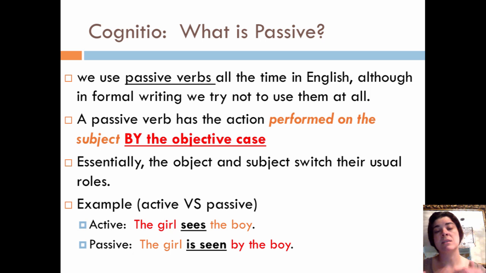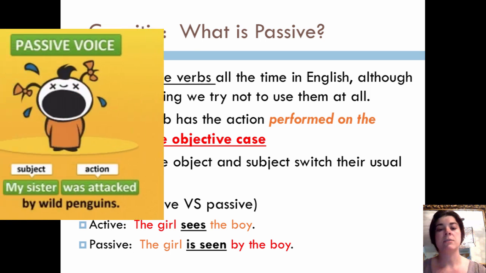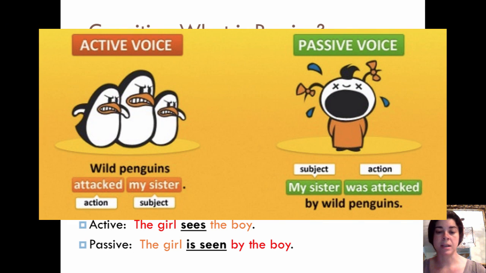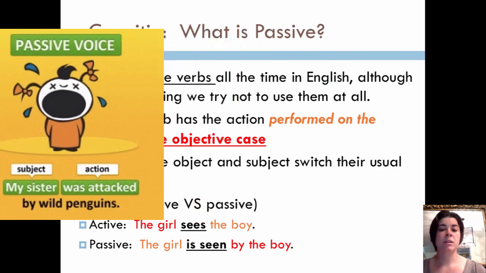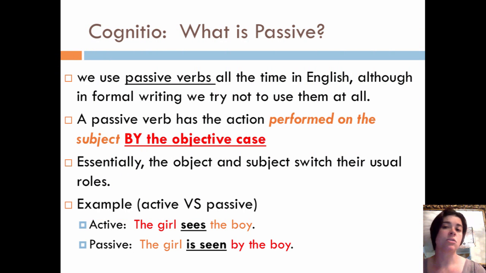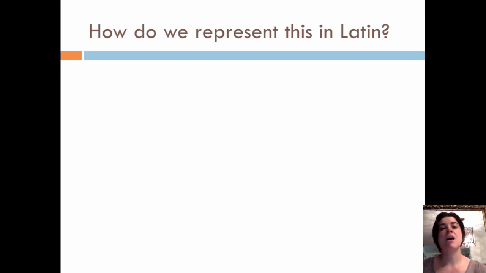And I kept it in the same tense so that you can see even the difference with the construction of the verb in English. In English, when we convert "sees" to "is seen," we just add a form of the verb to be and then make the other verb past tense. That is how you form a passive verb in any sense. And in Latin, it's going to be the same way. So let's talk about how we represent this in Latin.